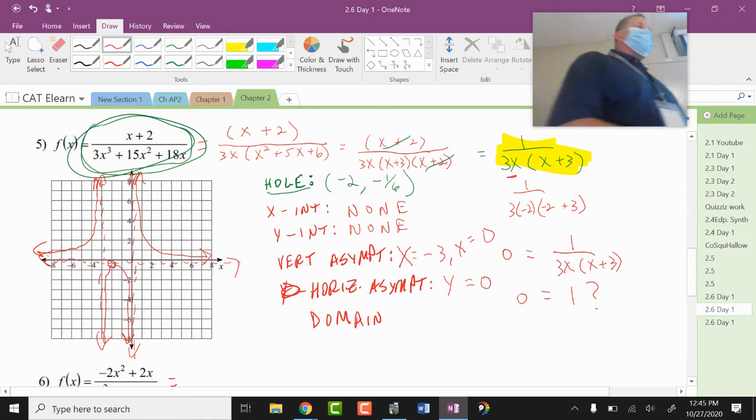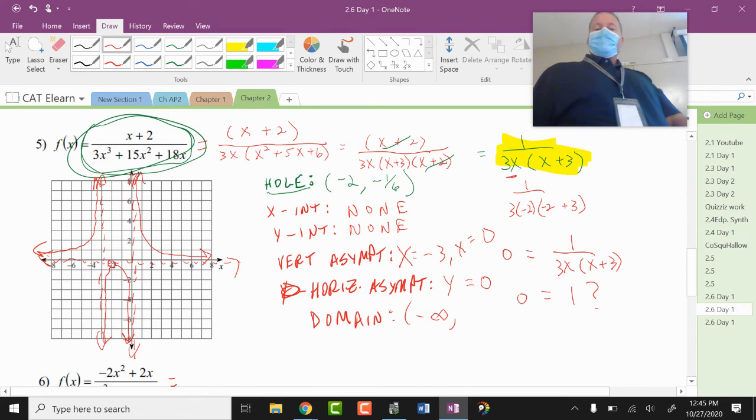Oh, that's a lot of stuff. I'm going to do the domain on this one, and you're going to hate this. The domain. I wish it was back in the old Algebra 2 days where you could just say what it's not equal to. Because it's not equal to -3. It can't equal -2 because of the hole.